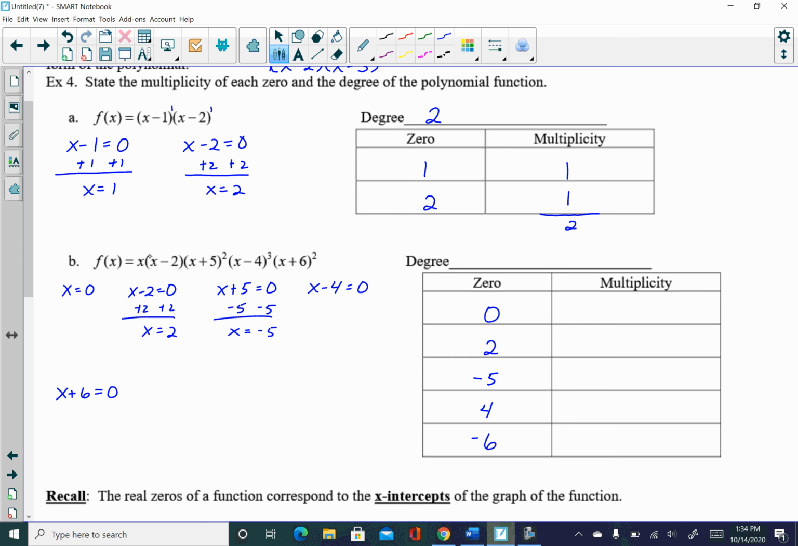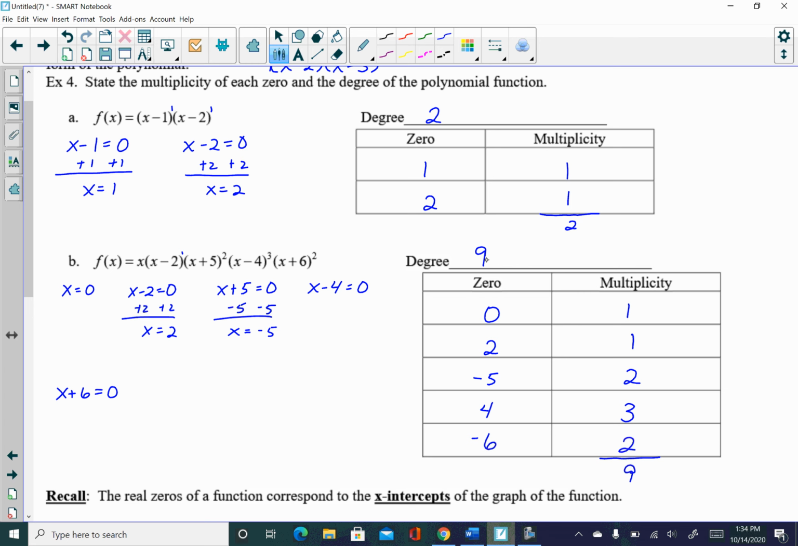Now your multiplicity goes through and looks at the exponent. The exponent on that first x is just 1. The exponent on the factor x minus 2 is also a 1. The next exponent, so that negative 5 would have a multiplicity of 2. We're going to expand on multiplicity here in just a moment. 4 has a multiplicity of 3. And negative 6 would have a multiplicity of 2. Then if you go through and add down this whole column, starting from the bottom, 2 plus 3 is 5, 6, 7, 8, 9. So this would be a polynomial of degree 9.